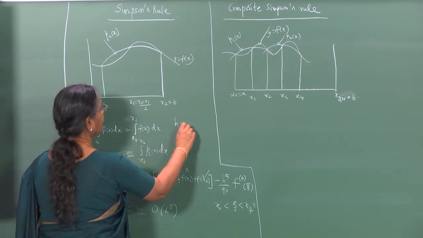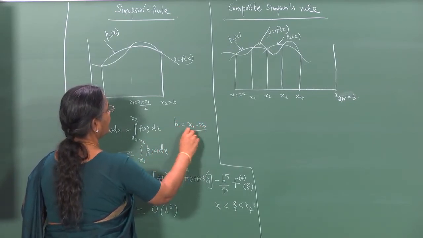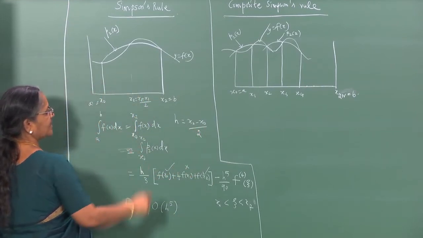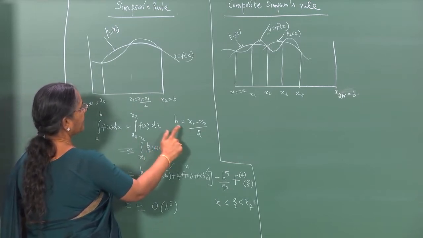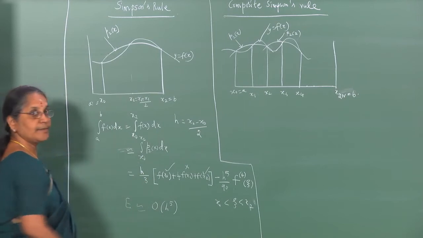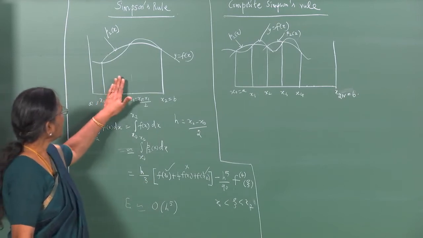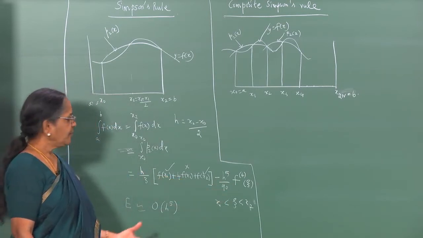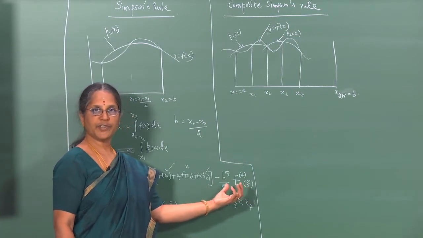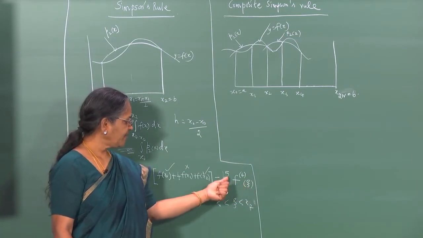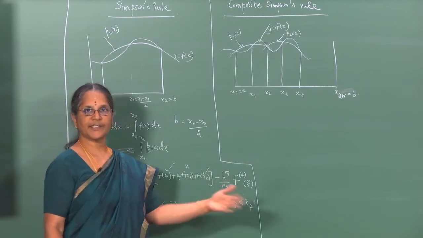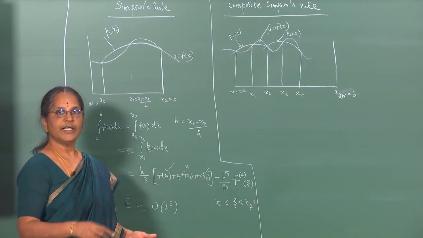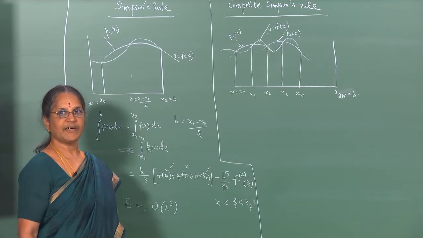Here h is x2 minus x0 divided by 2. So, we divide the interval into 2 equal parts and get Simpson's rule. We would like to see how the accuracy can be increased, in which case the error must be reduced. That suggests that we must make the step size h smaller and smaller, which is equivalent to dividing the interval x0 to x2 into a number of equal subintervals.